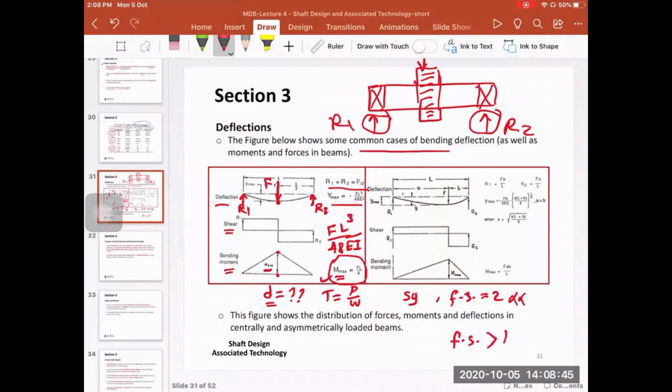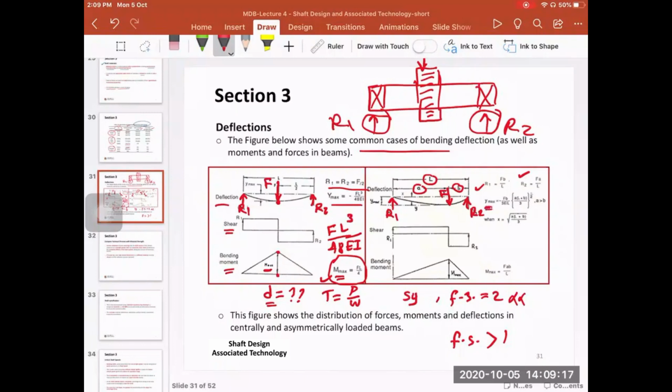On the right-hand side here, you have the generic case if you have the force F, but the force F is not in the middle of the shaft. Again, we have reaction force on the left, R1, reaction force on the right, R2. And then you have these distances, A and B, and the full length of the shaft is L. In this case, you can calculate the reaction forces R1 and R2 based on the equilibrium equations that you have studied in Mechanics 1 and 2.